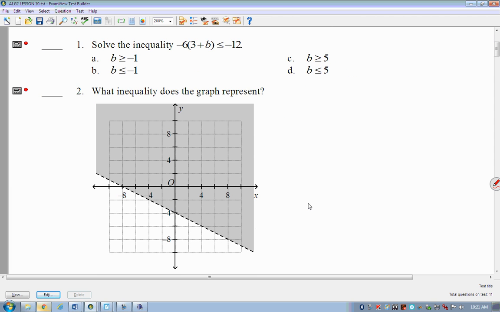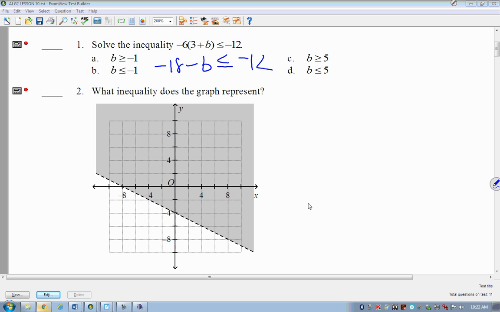On the first one, again, we start off by solving just like we would solve any equation, just as if there was an equal sign there. What would be the first thing that you would do? Danielle? Distribute. Distribute what? -6 to the 3? So you're getting -18. Now what? And what do you get when you distribute the -6 to the positive b? -6b, and you get less than or equal to -12.